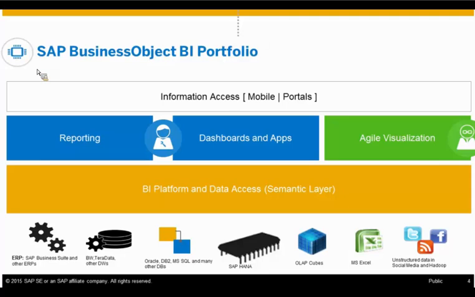So putting some products or tools into each one of these categories, on the left-hand side is the reporting category, and that's where Web Intelligence and Crystal Reports come into the picture. If you move to the right, that's the Agile Visualization category, and that's where SAP Lumira and Analysis Office fall. And then in the middle, which is where Design Studio comes in, is the Dashboarding and Applications category. And that's the focus of our discussion today.